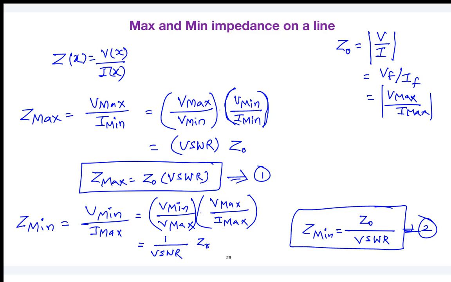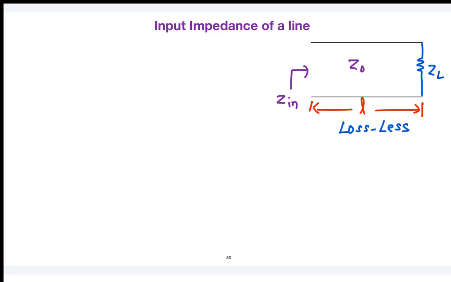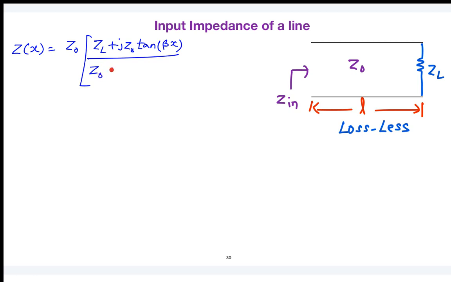Okay, I will go to the next concept then. There are particular cases where they may be asking you to find out the input impedance. We already saw the equation for Z of x at any value of x. Let me recollect. Assume that the line is lossless. This is the equation we had. This gives the impedance anywhere on the line, where x is measured from the load.